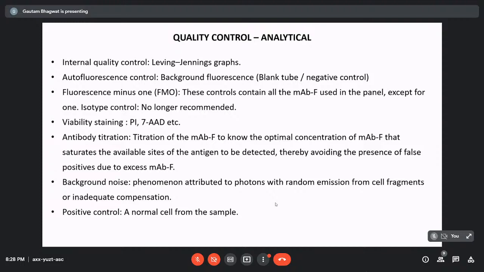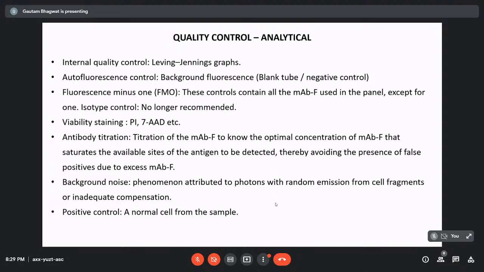So, fluorescence control. What is this autofluorescence? As I said, a blue light comes and strikes the cell; if there's a fluorescent molecule over it, it emits a green light. But when this blue light comes, the innate property of the cell might be to emit some light, and that can cause a background fluorescence. So therefore, you must always know what the background fluorescence of a cell is in a particular channel, and therefore we always run a blank tube which acts like a negative control.